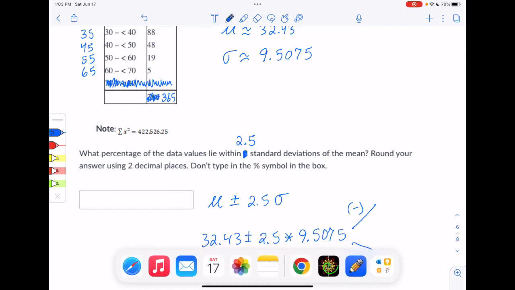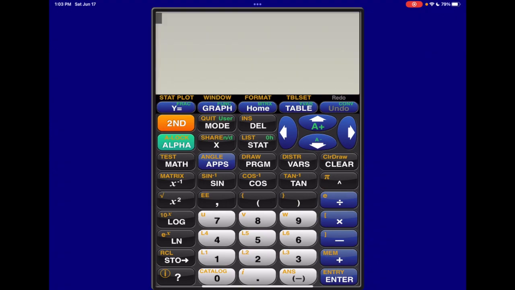So back to the calculator, clear this stuff out, type in our mean, 32.43, subtract 2.5 times the standard deviation, 9.5075, press enter.